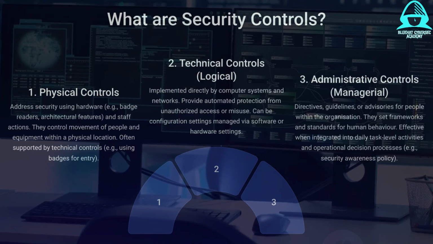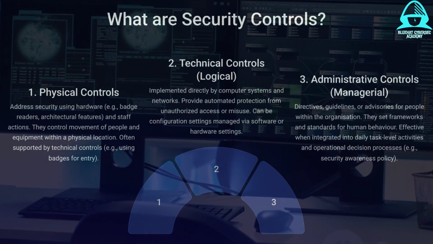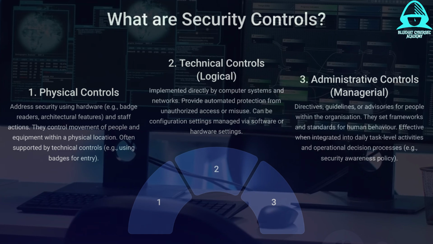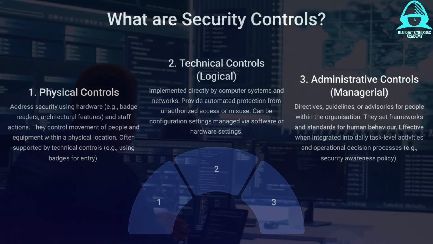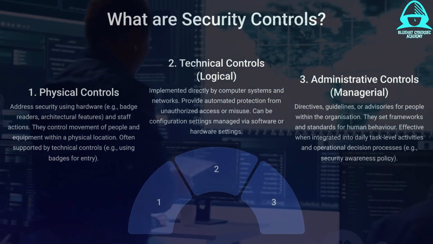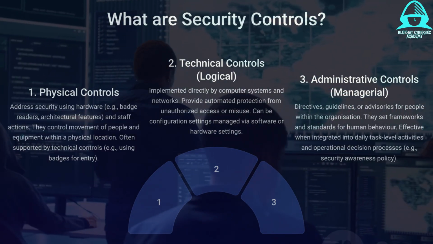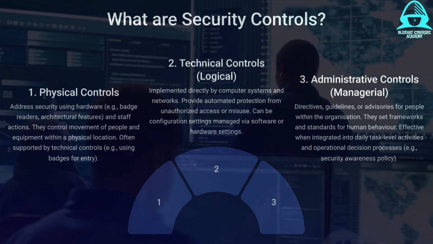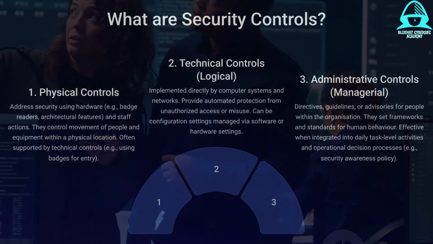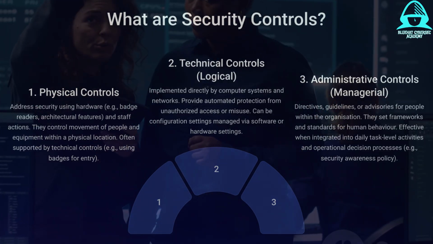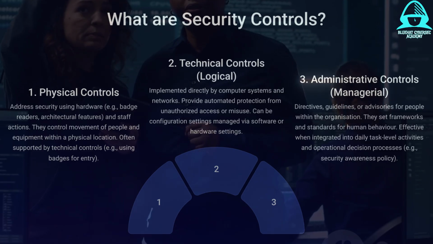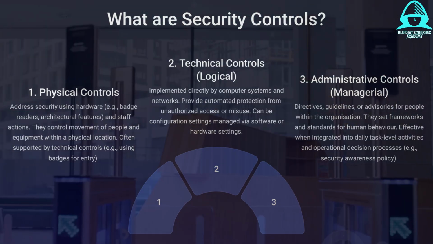Security controls pertain to the physical, technical, and administrative mechanisms that act as safeguards or countermeasures to protect the confidentiality, integrity, and availability of the system and its information. The implementation of controls should reduce risk to an acceptable level. Let's discuss these controls in detail one by one.